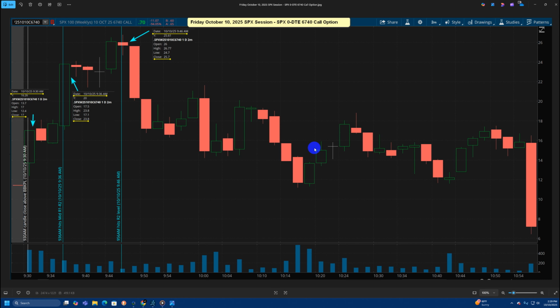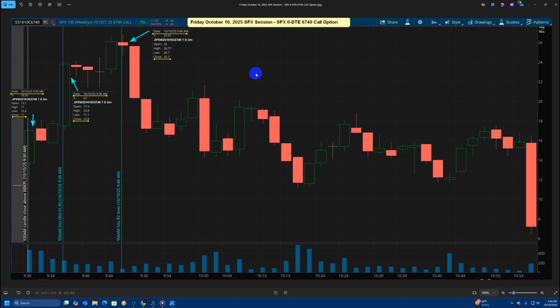Okay, now we're going to briefly look at the Thinkorswim option charts. These are 2-minute candles, just like the chart we were working off of. So here is the 9:30 a.m. close above the BBKPL for the bullish entry into the 67.40 call option. Close 17 on close of this candle. 9:36 hits mid R1 R2. Close of this candle 23.80. 9:46 a.m. hits the R2 level. Close 25.70.